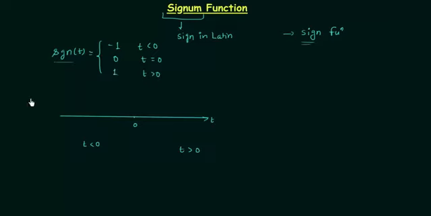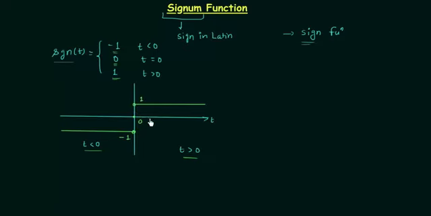Now we will draw the waveform of the signum function using this definition. When t is negative, the signum function is equal to -1. When t is equal to 0, the signum function is also equal to 0. And when t is positive, the signum function is equal to 1.